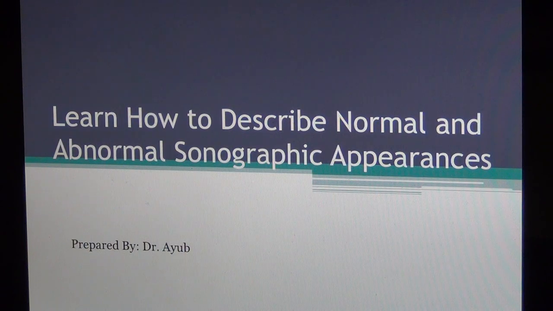Okay, so now I'm going to describe how to describe normal and abnormal sonographic appearances. So in this lecture, I will show you the normal sonographic view and the abnormal sonographic view, and I will discuss what findings you see in these images and how we're going to write it down. Okay, so now let me move forward. So this is how to describe normal and abnormal sonographic appearances.